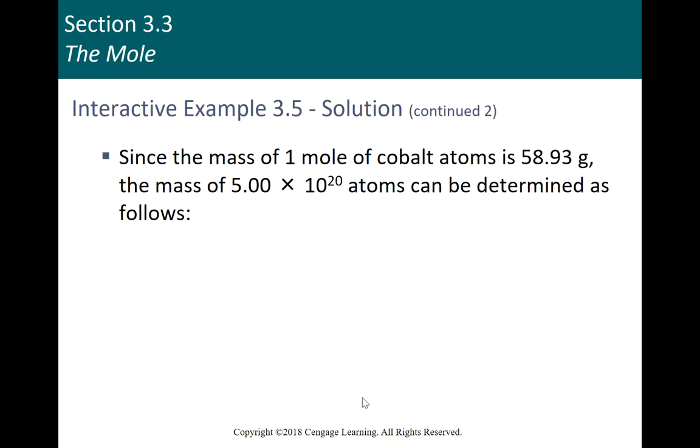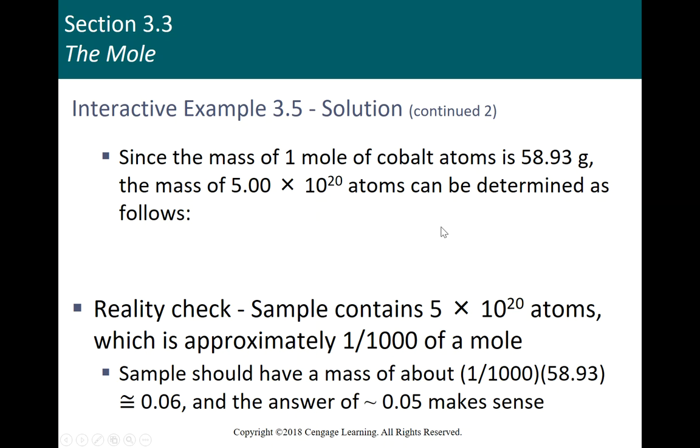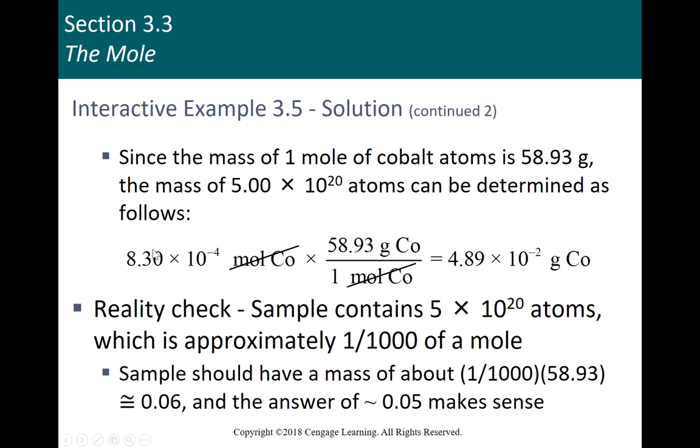If we look at the periodic table, we find out that the average atomic mass or the atomic weight of cobalt is 58.93 grams. So when we do that calculation, this is the number we came up with for moles. And this is basically a conversion because these two things are equal. 1 mole of cobalt has a mass of 58.93 grams.